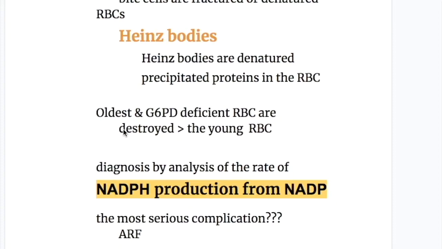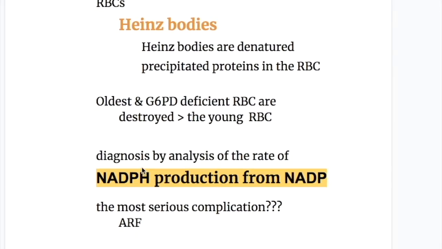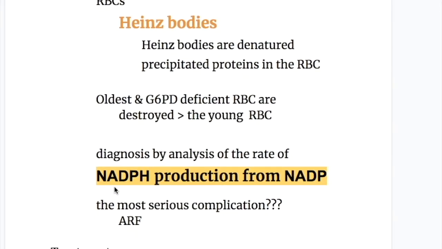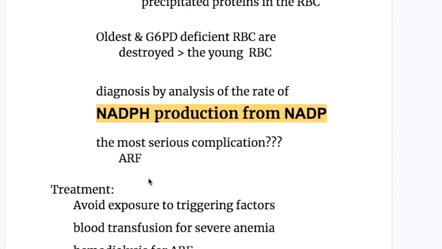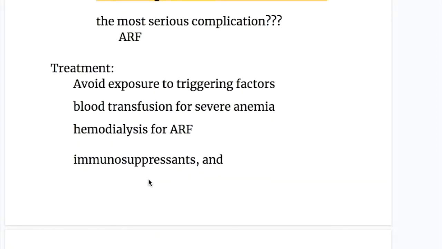The oldest G6PD deficient RBCs are destroyed more than the young RBCs. Diagnosis is done by analysis of the rate of NADPH production from NADP. And what's the most serious complication? Acute renal failure.